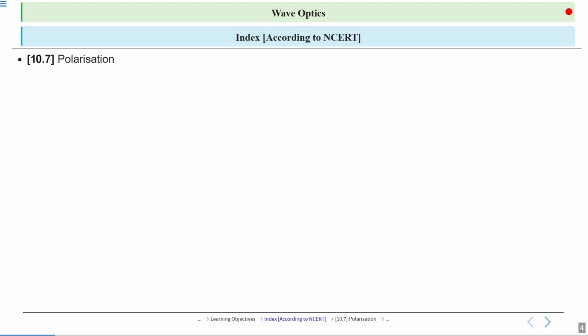So this is our index. Okay, so we are going to cover NCERT section 10.7, which is polarization, and after that we will discuss example 10.2. Example 10.2 will help us see how polarized light can be used in practical scenarios.